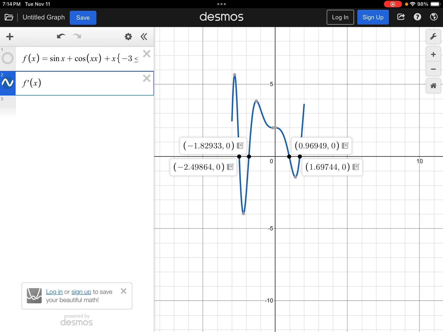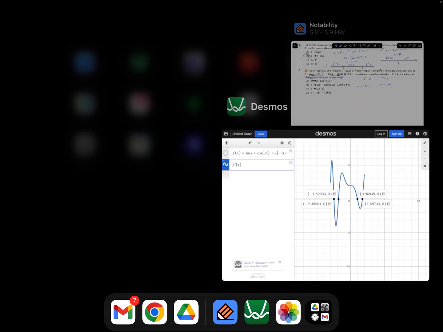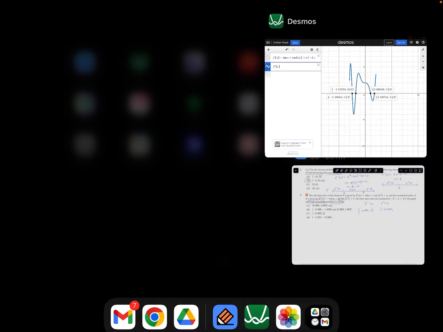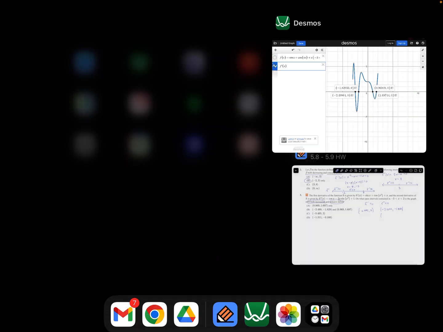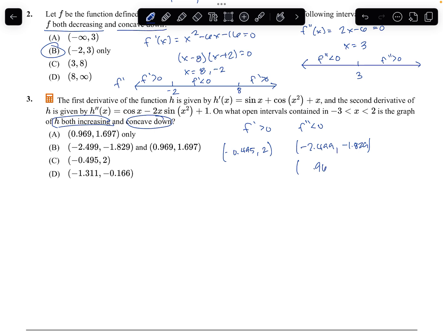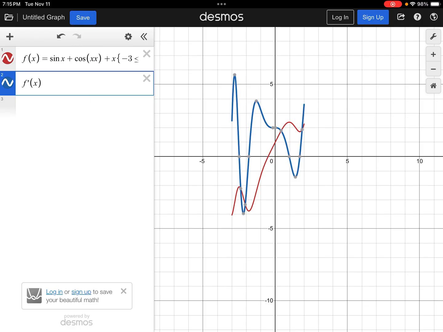And then we also have between 0.969 and 1.697. I forgot to write the other one, so negative 1.829. I'm just reading the values over here because it looks like all the values are represented here. And then we also said 0.969 and 1.697. Okay, so now we just need to find the overlap. And so if we bring them back, I guess we can kind of do that.